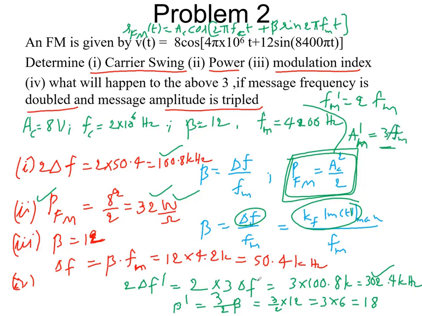That's why del f is becoming how much? Del f is becoming 3 times kf times Am, which is 3 times the old frequency deviation, so your new carrier swing is also getting tripled. But there is no change in the power, and also your new modulation index depends on both the amplitude of the message m of t max and also on the frequency of the message. Amplitude is tripled, frequency is doubled. The new modulation index will become 3 by 2 times your old modulation index.